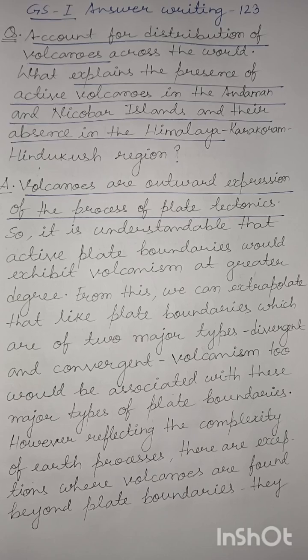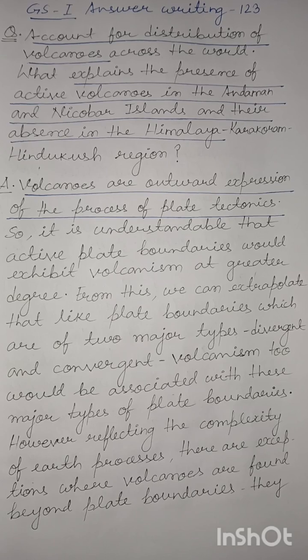Actually, to be technically correct, plate boundaries are generally of three types. First are the convergent boundaries, where two plates collide. Then come the divergent boundaries, where the two plates are going away from each other. Then there are transform boundaries, where the two plates are sliding past each other almost parallelly. However, for the purpose of our present question, we are taking these plate boundaries as two primary types, that is, the convergent and divergent plate boundaries.